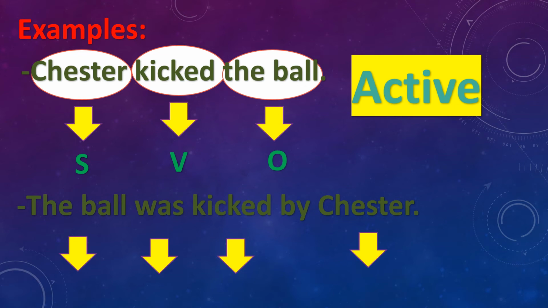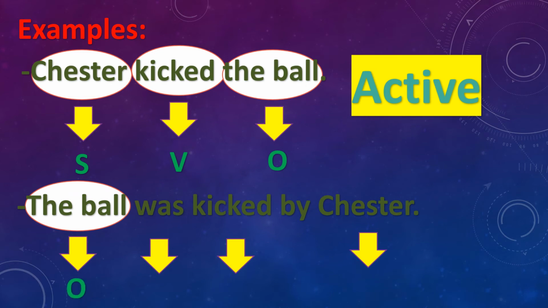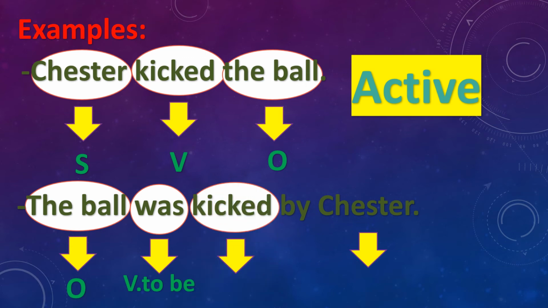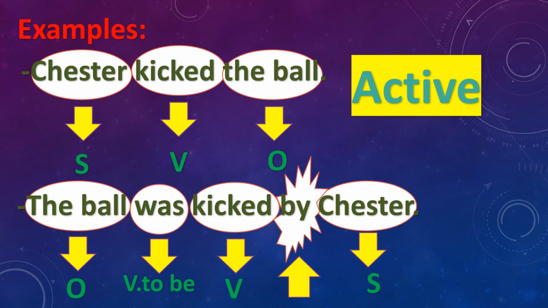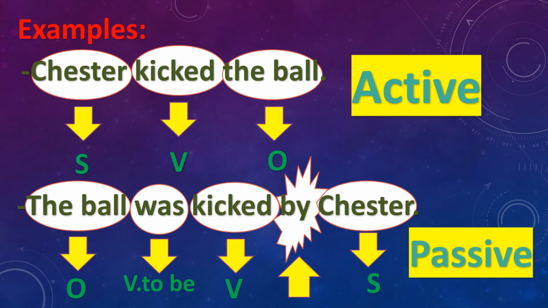sentence. After that, the ball was kicked by Chester. The ball here is the object. Of course, it's not the doer of the action. After that, we have the verb to be, the past form of verb to be, which is was. And after that, we have the main verb, the past participle, kick, kicked, kicked, because it's a regular verb. And at the end of the sentence, we have the subject, which is Chester, and we put by before the subject. So OVVS, and we have by, so this is a passive voice sentence.